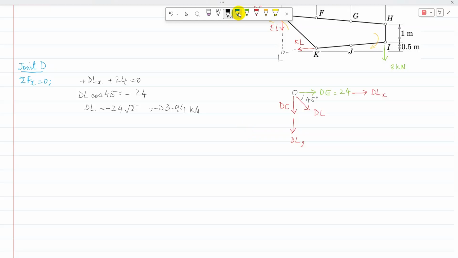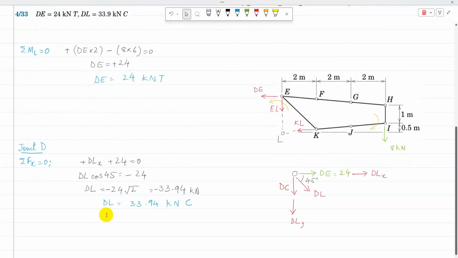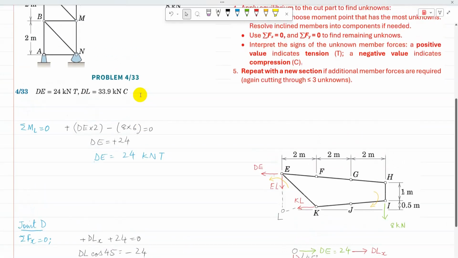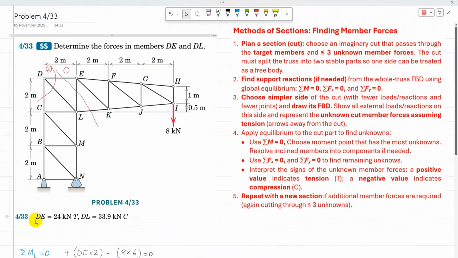So DL is 33.94 kilonewton in compression, and DE is 24 kilonewton in tension. And these are the answers: DE is 24 kilonewton tension and DL is 33.94 kilonewton compression.